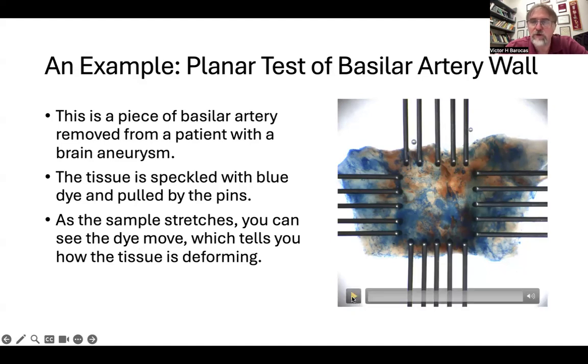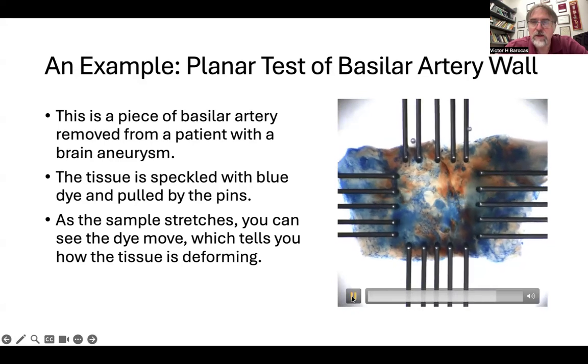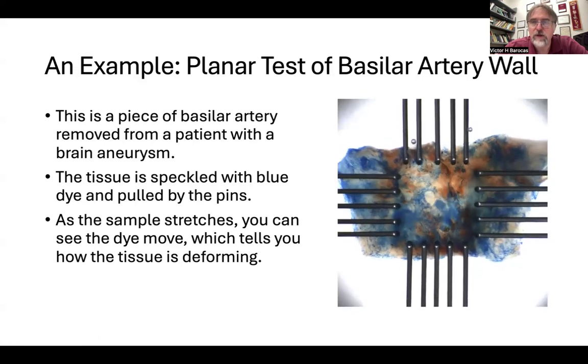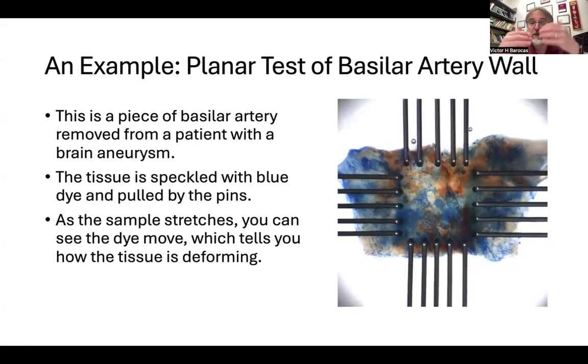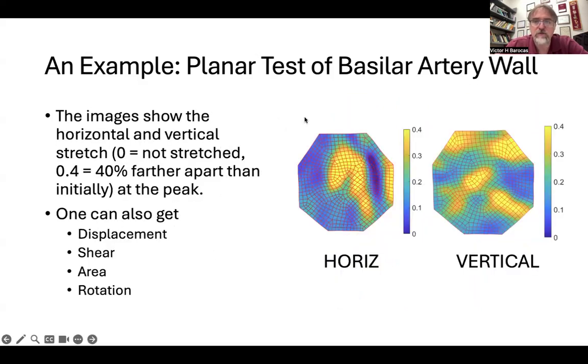And I'm just going to run the video now. And you can see this sample is being stretched. I'll run it again. And you can see the motion because you can see how the blue areas are moving. And then that's what the code does when it calculates the digital image correlation. So based on that, this is just an example.